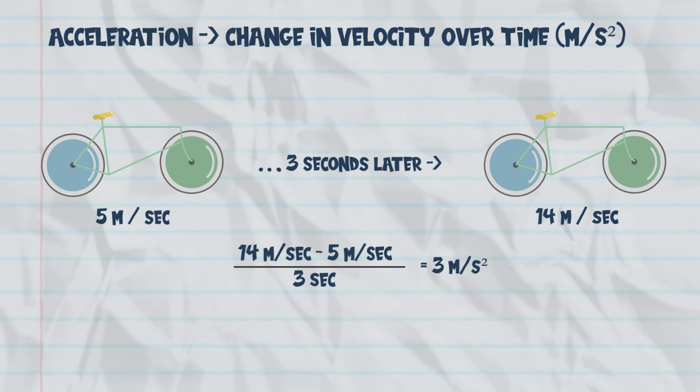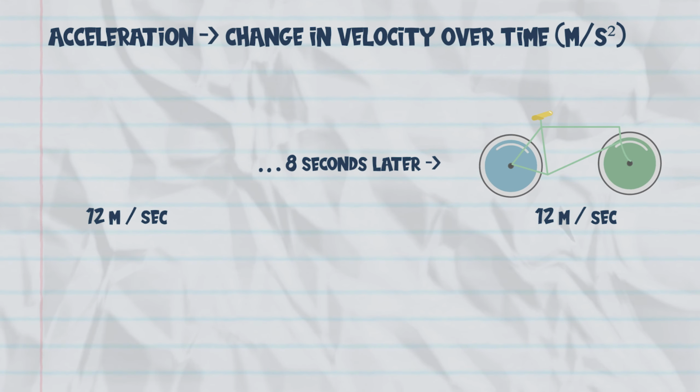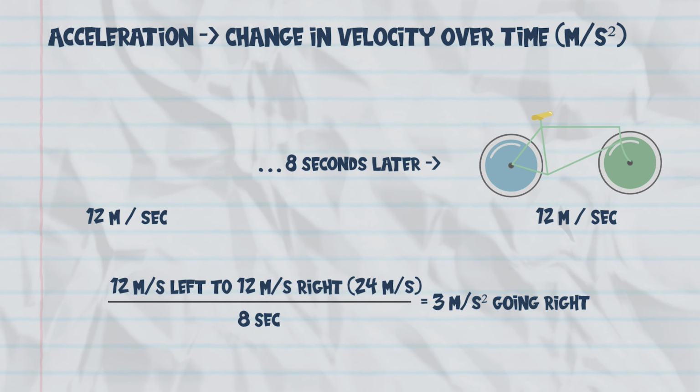As I said before, acceleration takes direction into account as well. Let's say that you're cycling 12 meters per second going left, and within 8 seconds, you're cycling 12 meters per second going right. From 12 meters per second going left to 12 meters per second going right, this results in an acceleration of 3 meters per second.